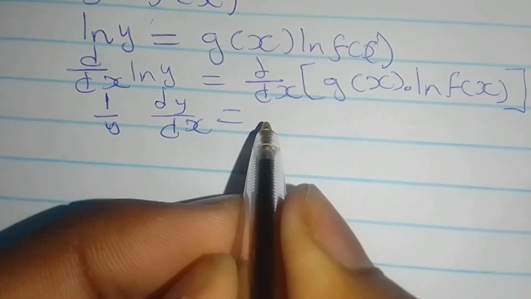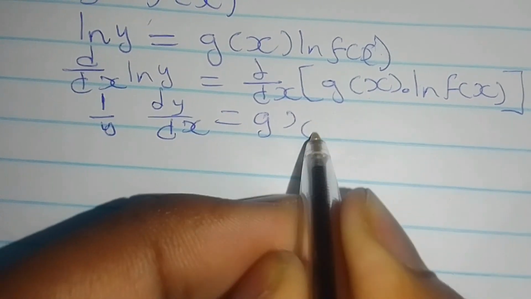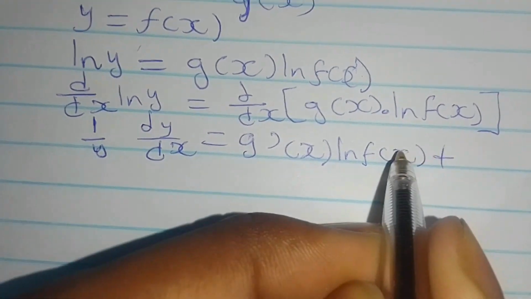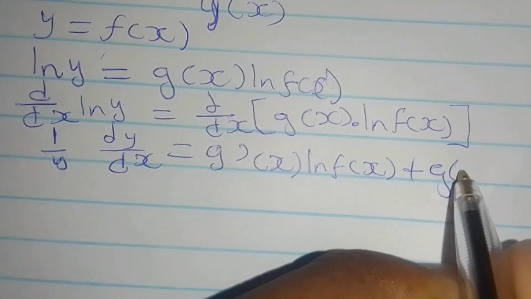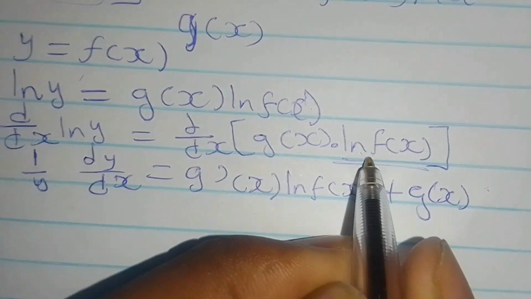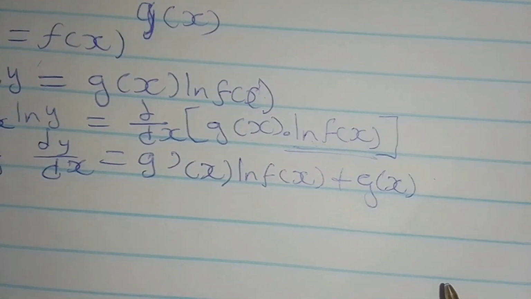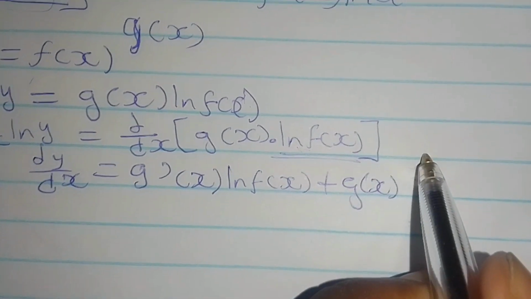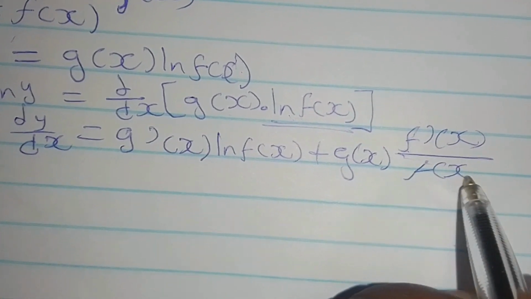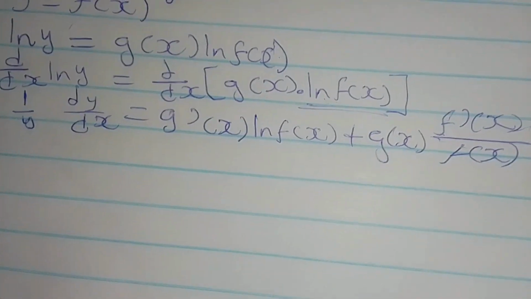Now here I'm just going to use the product rule. Using the product rule, you're going to have g prime of x multiplied by ln f of x plus g of x multiplied by the derivative of the natural log of f of x. I'm going to prove this in another video, but for now just know that this is going to be f prime of x divided by f of x. So that's how you can derive this.